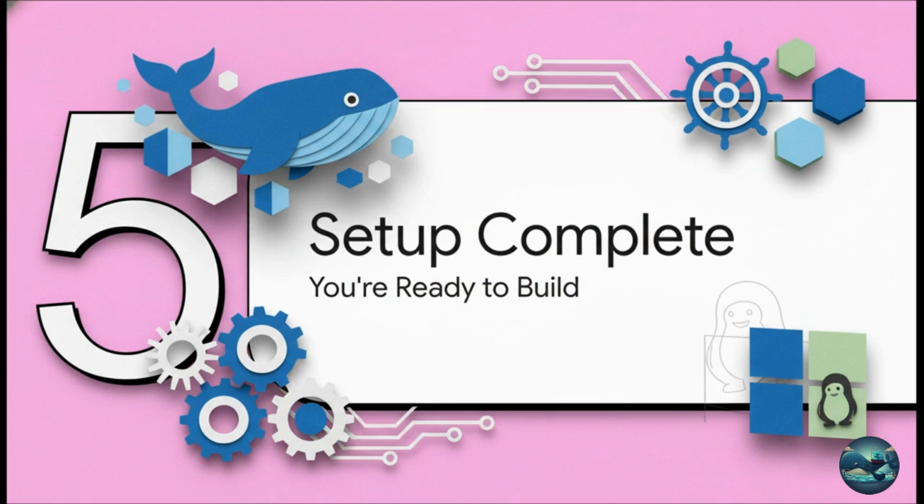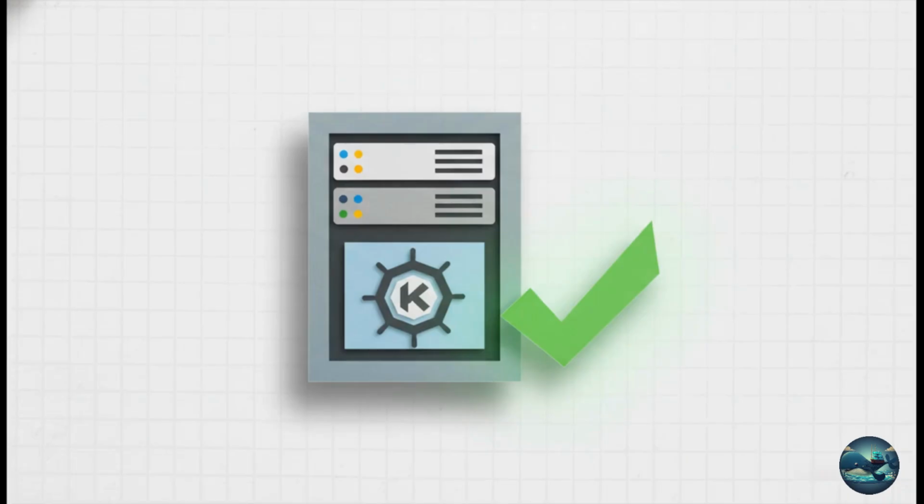Let's do one final check just to be sure. Let's use that kubectl tool we installed. In your terminal, type kubectl get nodes, and there it is. You should see a single node named minikube with a status of Ready. That is your proof. Your cluster is up, it's running, and it's ready for you to start building.